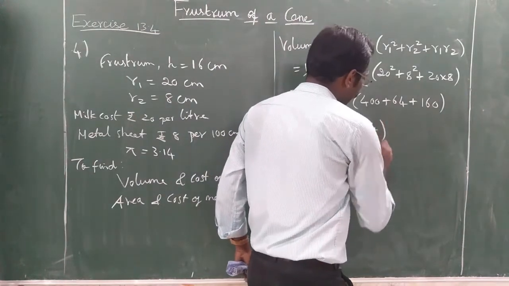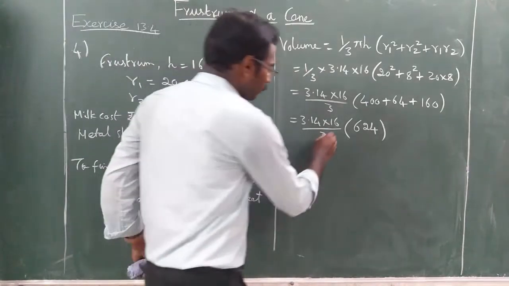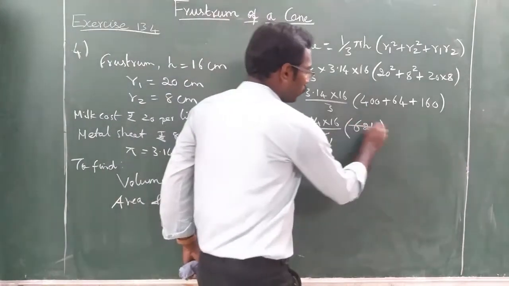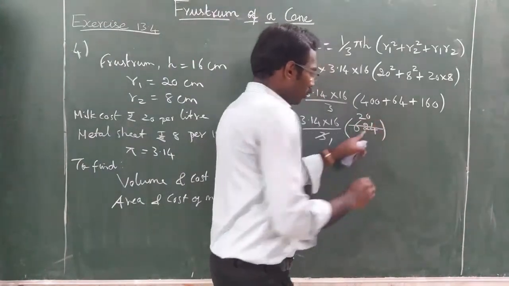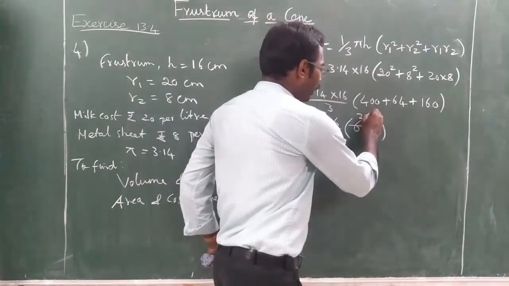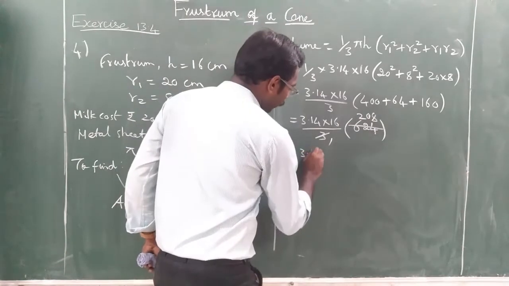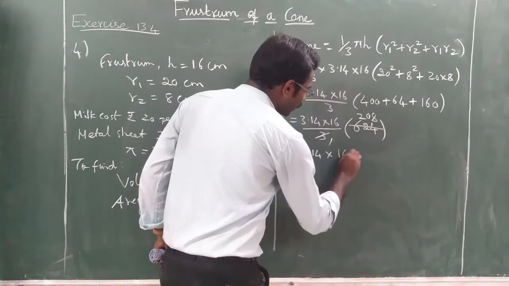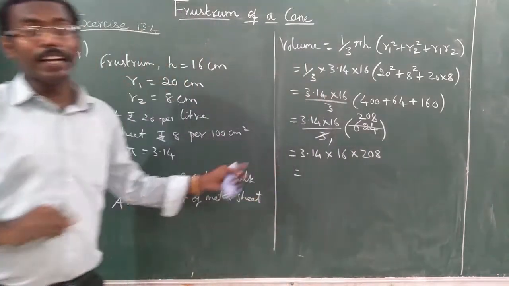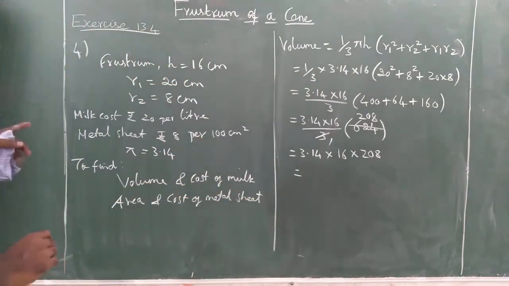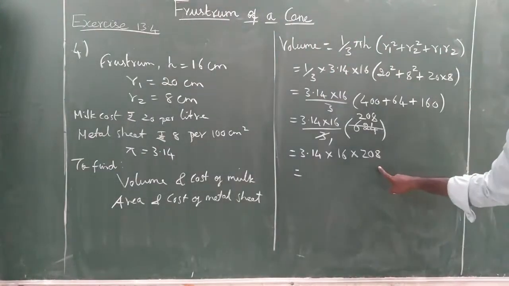624. So we can cancel this with 3. 2 threes are 6. 2 is not divisible by 3, so 0, 2, 4, 24. 24 divided by 3 is 8. So the answer is 3.14 into 16 into 208. Okay, so we need to multiply this, 3.14 into 16 into 208.